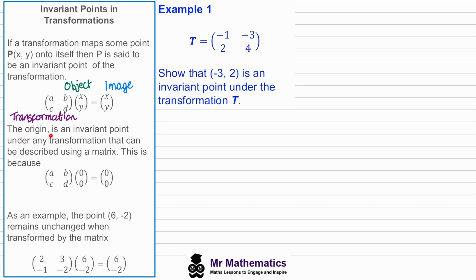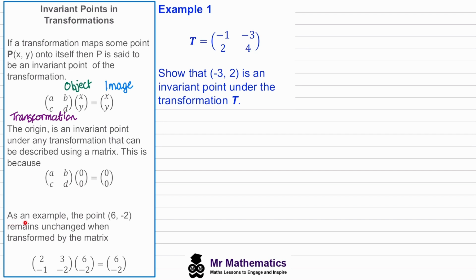The origin is also an invariant point under any transformation that can be described using a matrix. This is because any transformation multiplied by 0 will always give 0. And this property helps us simplify the more complicated questions later.